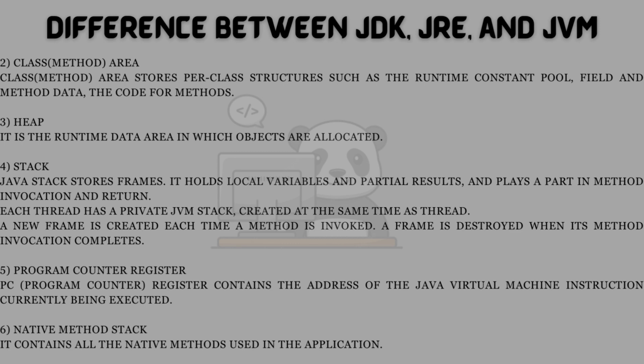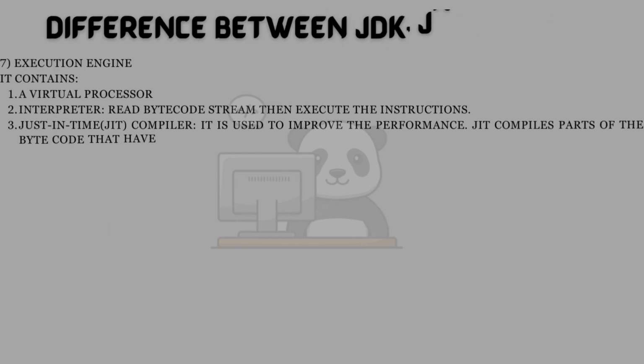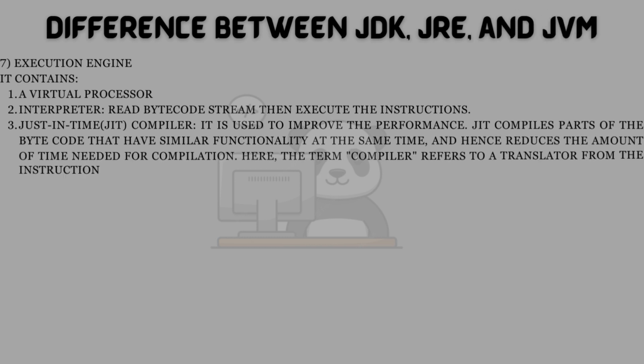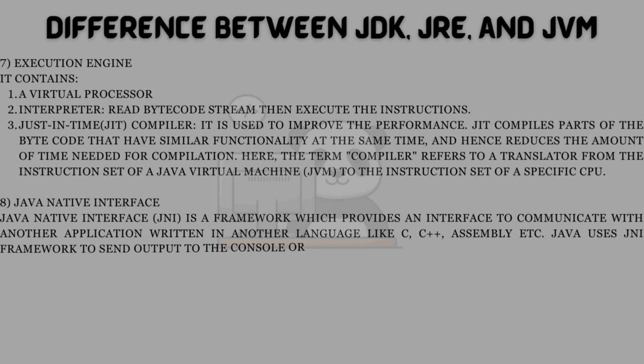5. Program counter register. The PC (program counter) register contains the address of the Java Virtual Machine instruction currently being executed. 6. Native method stack. It contains all the native methods used in the application. 7. Execution engine. It contains a virtual processor and an interpreter, which reads the bytecode stream, then executes the instructions. Just-in-time (JIT) compiler. It is used to improve the performance.